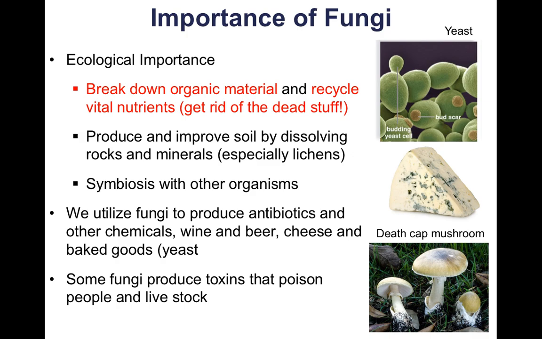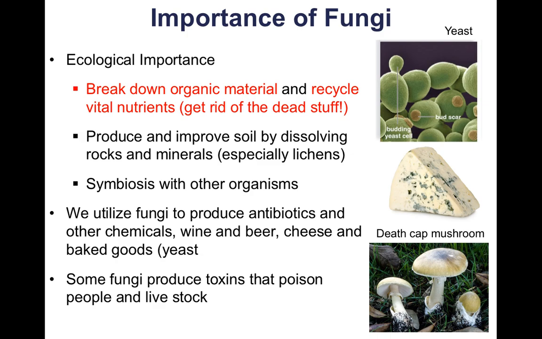So fungi get rid of organic dead things and recycle the organic matter and keep these nutrients cycling through the ecosystem. They make soil, and they also have different types of symbiotic relationships with other organisms. I just mentioned lichen, but what we'll see today is a variety of other different types of symbiosis. Some of them are parasitic, some of them are mutualistic, which means both organisms benefit. But these are all very important interactions.